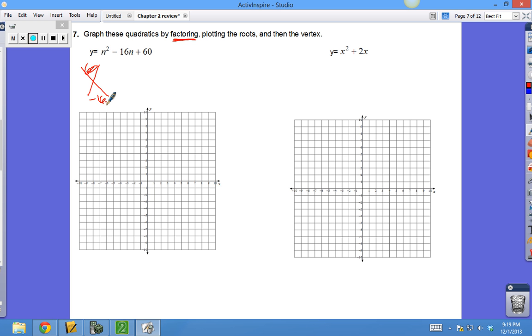Make a list of factors of 60. 60 is going to be 1 and 60, 2 and 30, 3 and 20. What's 60 divided by 4? 4 and 15. What about 5? 5 and 12, 6 and 10. So you got 6 pairs to choose from.